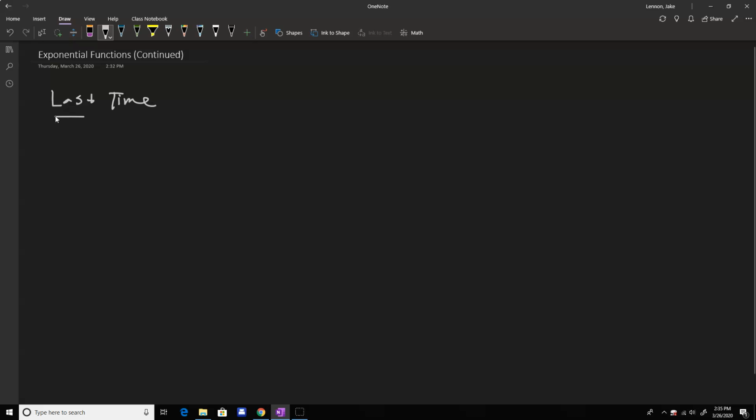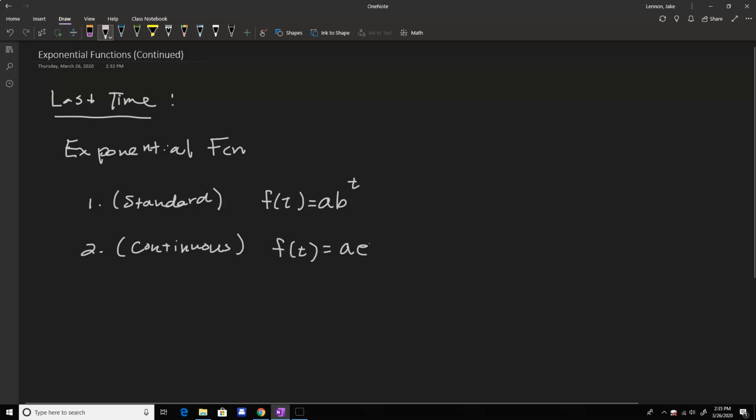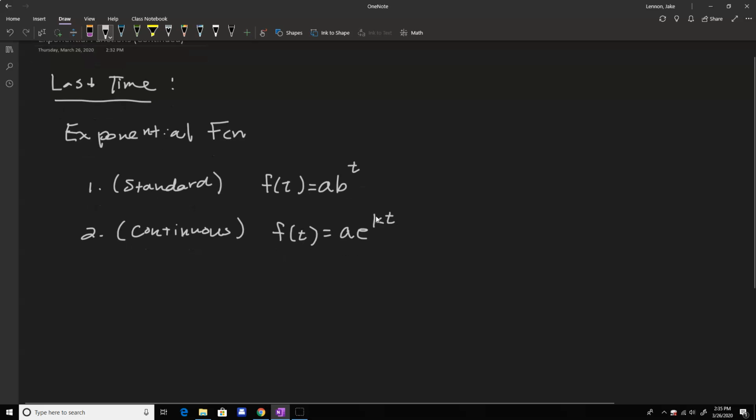So last time we saw an exponential function had one of two forms. Either you had standard form, which looked something like f of t equals a times b to the t, or we had the continuous form, which looked like f of t equals a times e to the kt power. So those are the two forms using function notation.